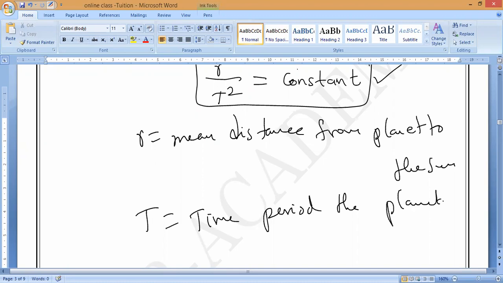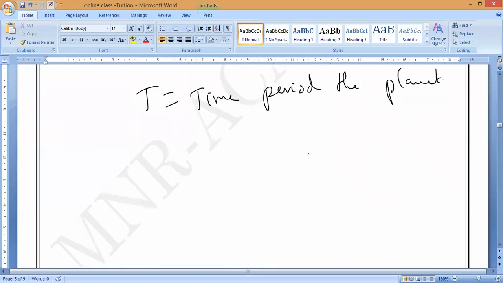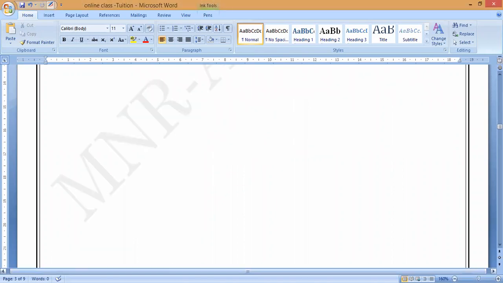Any doubt in Kepler's three laws? Anybody? Monish, Pradosh? No, sir. Clear? These are the three laws. But what is happening? Kepler's laws fail in giving the theoretical explanation. Understand, guys? Proof we want. So that proof is unable to be given by Kepler. So that is why later Newton used Kepler's laws.